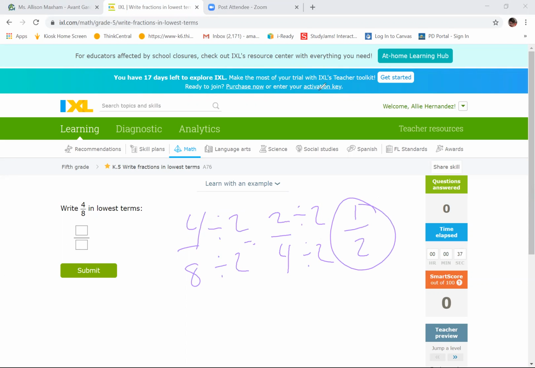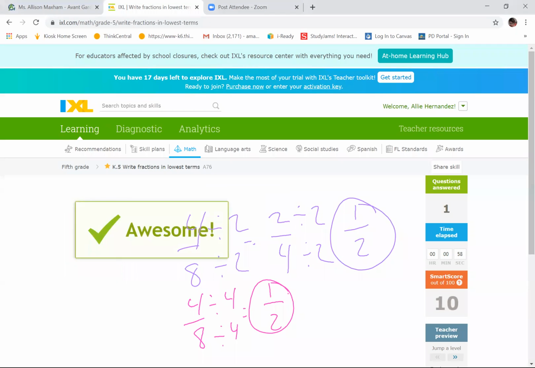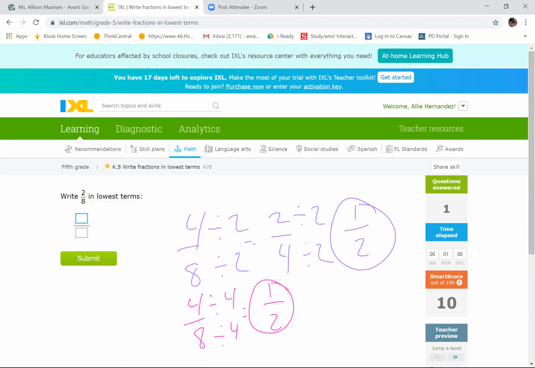Or I could say to myself, well, this can be divided by 4, and this can be divided by 4. 4 divided by 4 is 1. 8 divided by 4 is 2. I still get the same answer. So here, 1, and I'm going to hit the tab button, and then 2. Submit. Awesome. And then we've got 2/8.